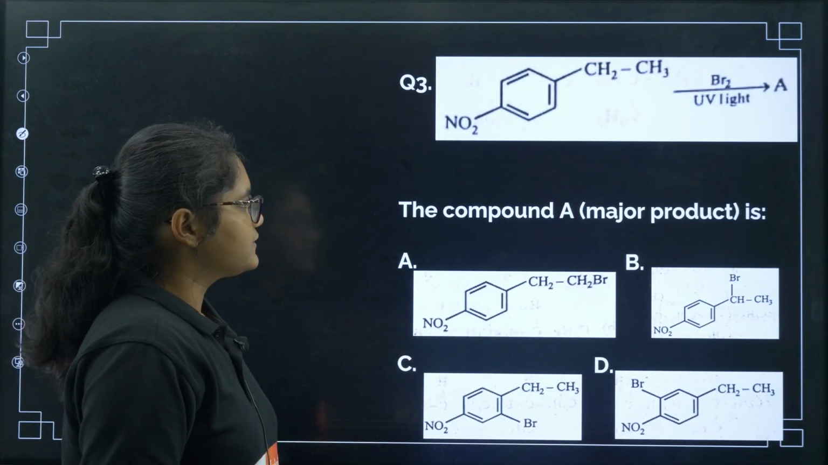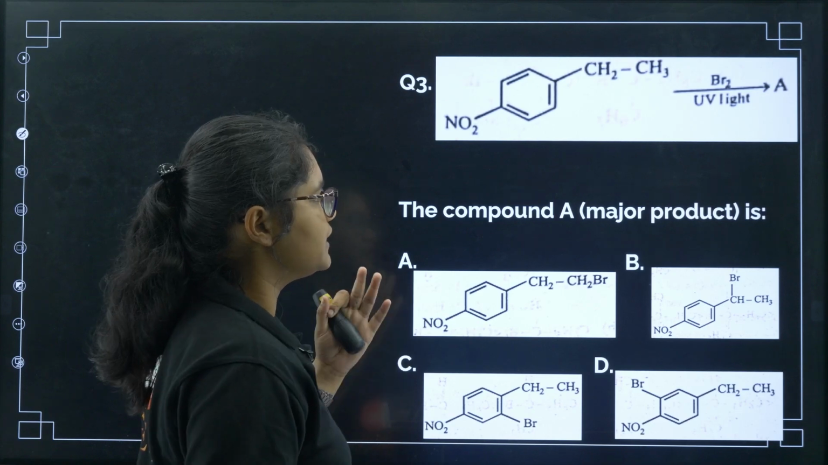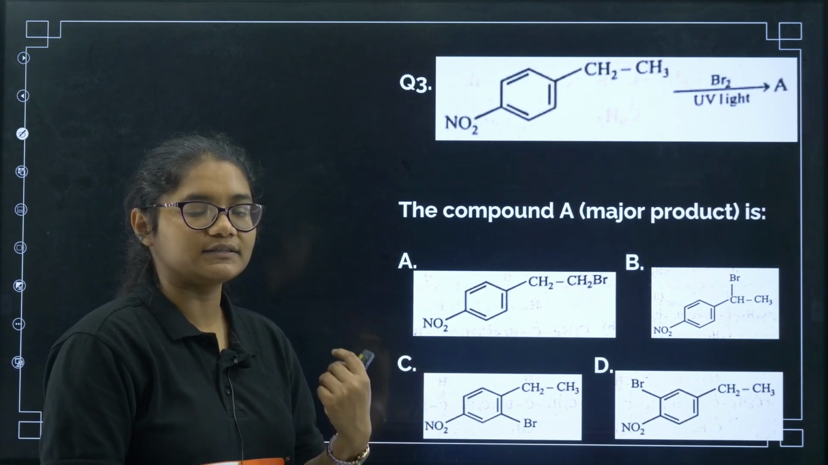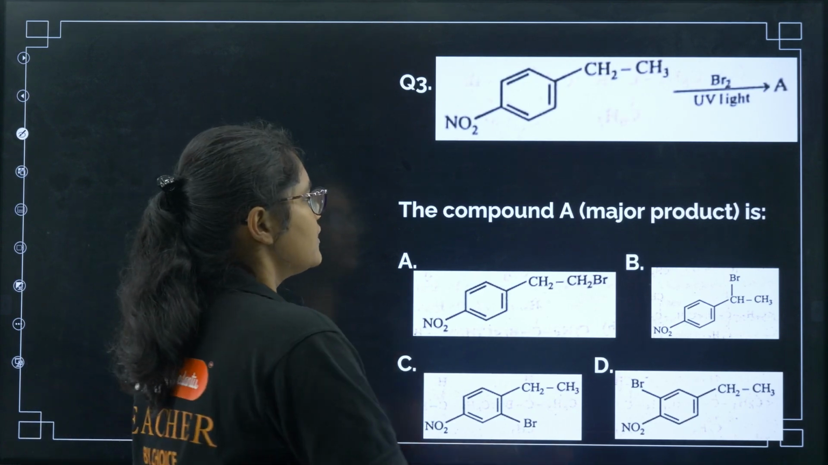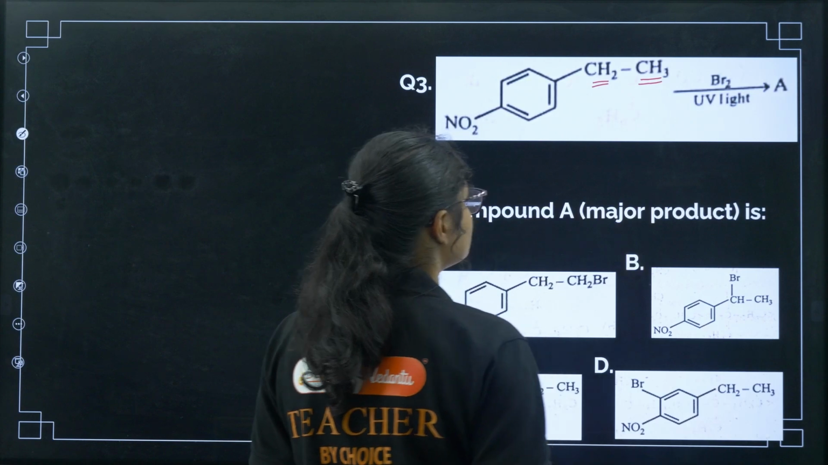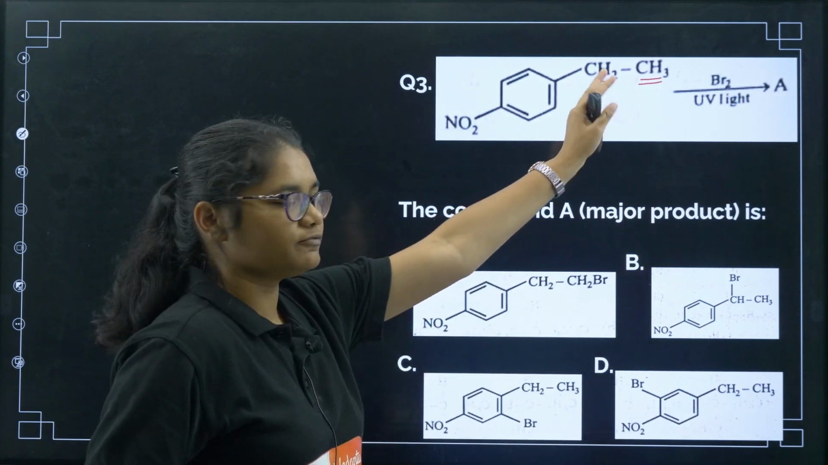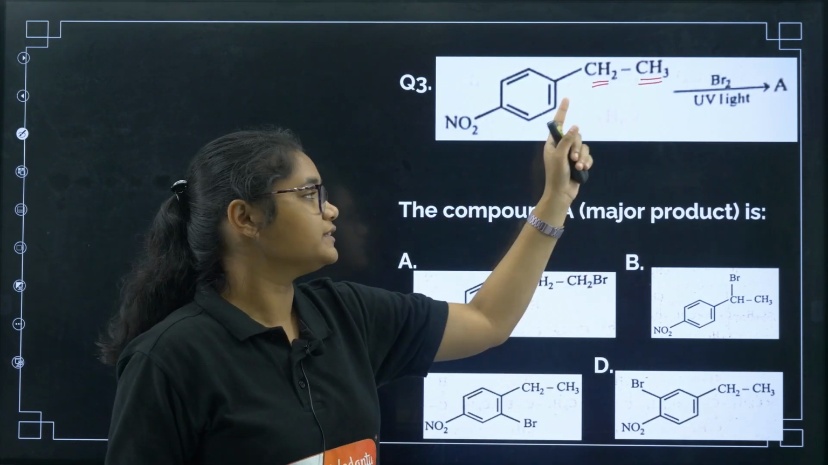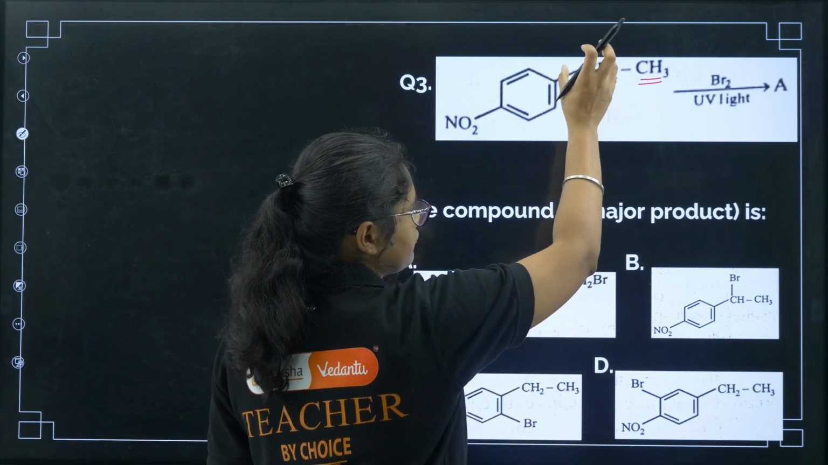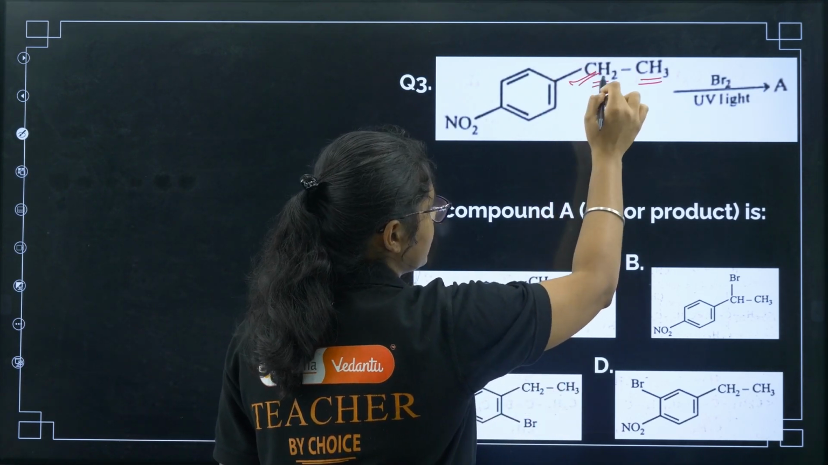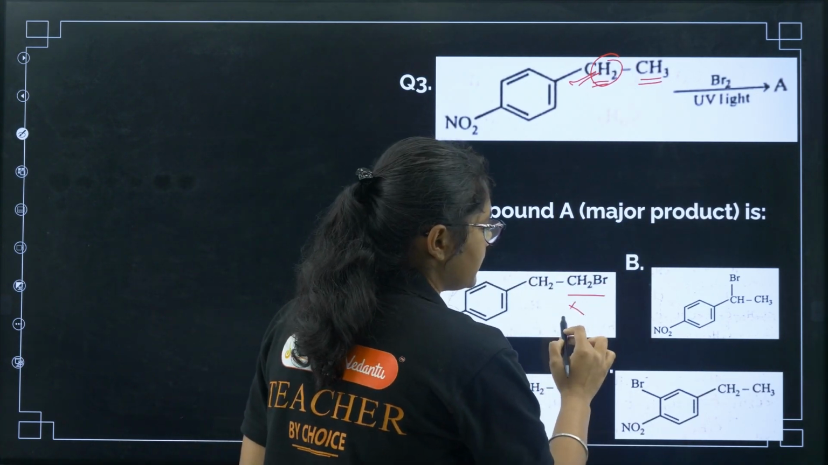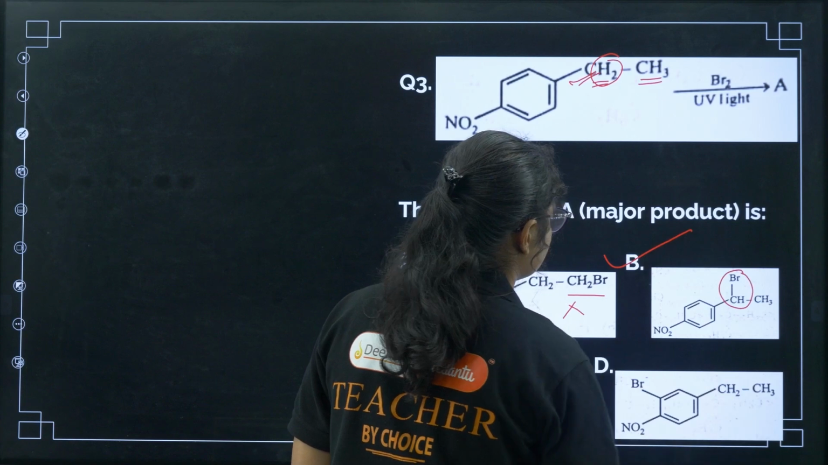Okay, next we have this one, bromination. Bromine in UV light follows a free radical mechanism, and the stable radical will give you the product. So here, the bromine can replace any one of these three hydrogens or any one of these two hydrogens. If it replaces a secondary hydrogen, a much more stable radical will form, so one of these hydrogens will be removed. So this is not correct, yes, this is correct, option B.